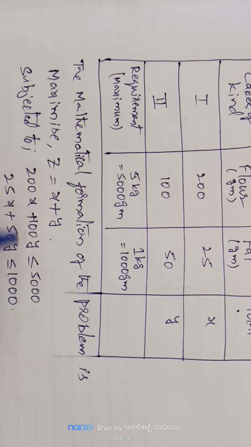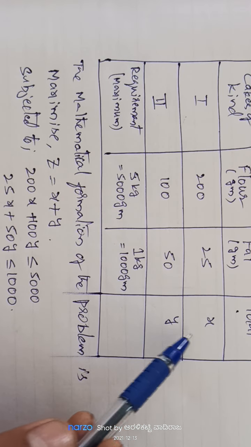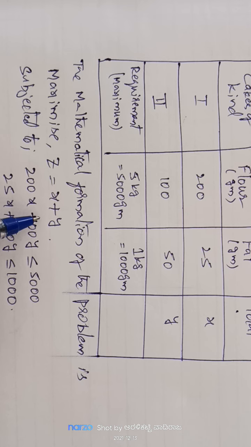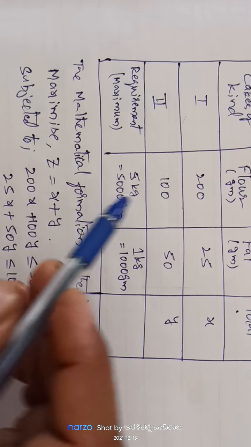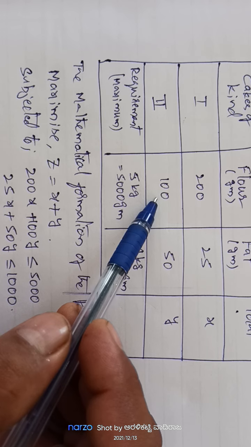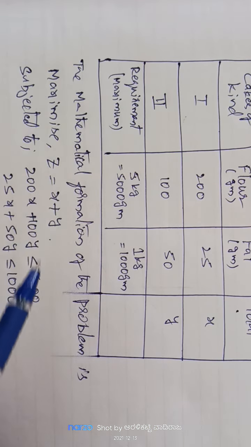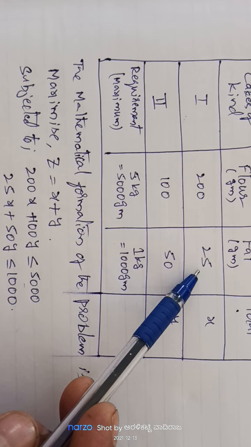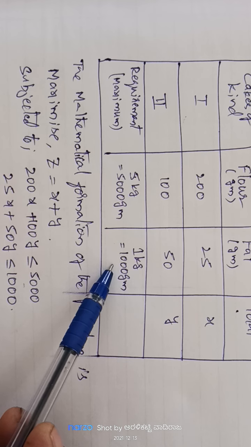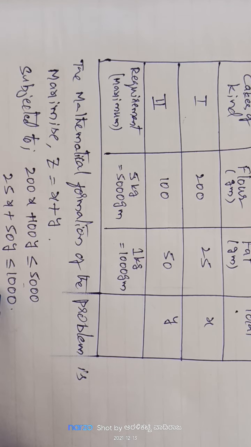Therefore the mathematical formulation is, we have to maximize the number of cakes. Therefore z equals number of cakes, x plus y. Therefore total cake becomes x plus y, subject to constraints. Flour constraint is 200x plus 100y, maximum means less than or equal to 5000, and another constraint is 25x plus 50y, maximum means again less than or equal to 1000.